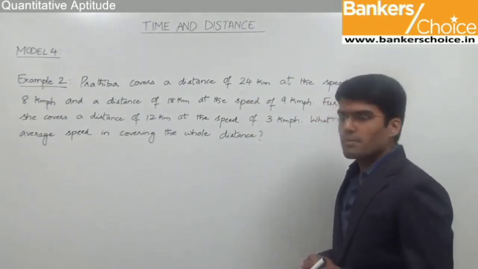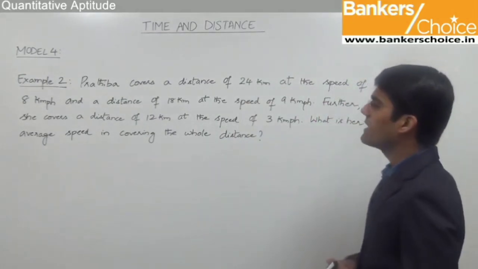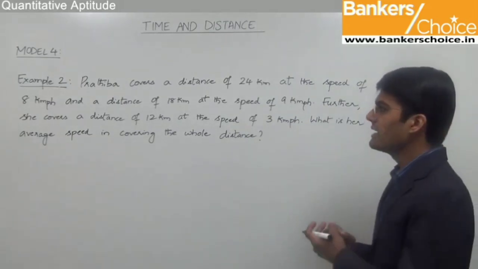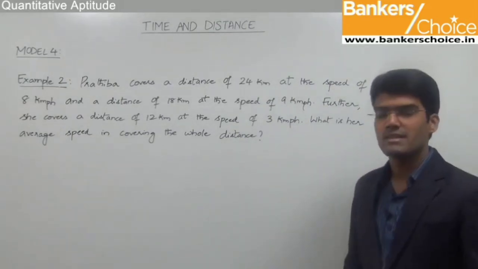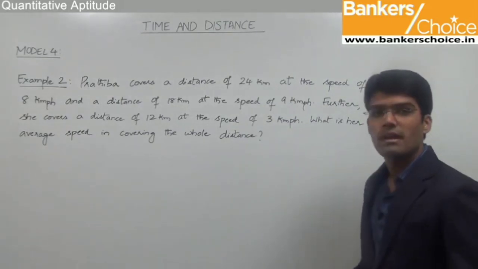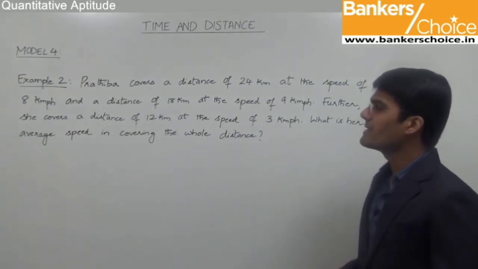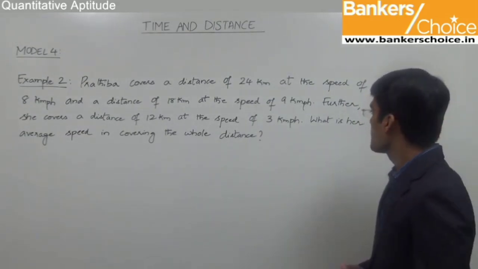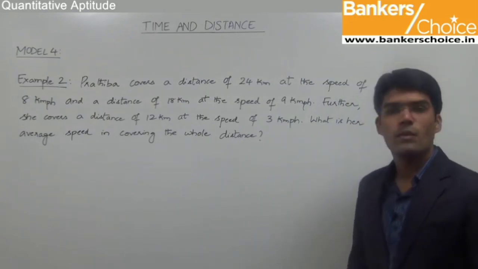The question here is Pratibha covers a distance of 24 kilometers at the speed of 8 kilometers per hour and a distance of 18 kilometers at the speed of 9 kilometers per hour. Further, she covers a distance of 12 kilometers at the speed of 3 kilometers per hour. What is her average speed in covering the whole distance?